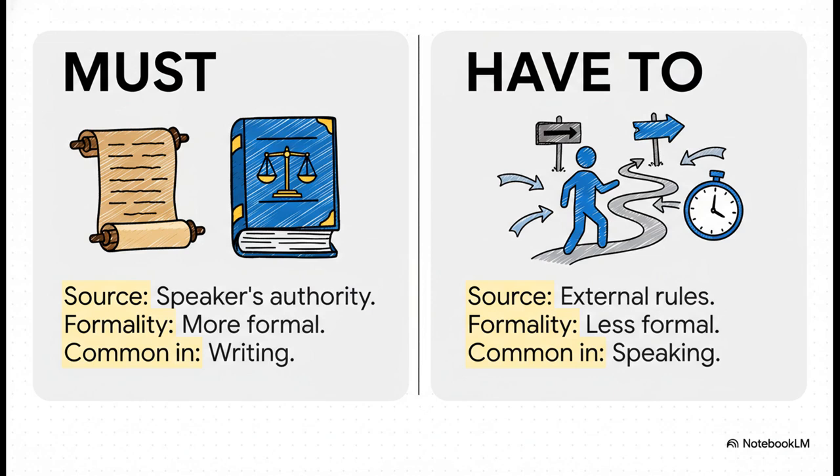So let's put them side by side. It really all boils down to the source of the obligation. Must is that direct command you'll see in written rules and official documents. Have to is what we say when we're talking about a necessity that the world has imposed on us. One is for writing, the other's for talking.